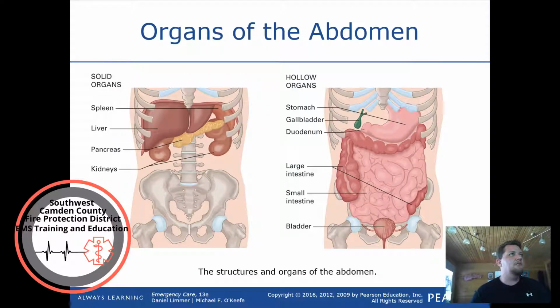So these are the organs of the abdomen. We've got some solid organs, which are the spleen, the liver, the pancreas, and the kidneys. These do not have a space in them, and they're basically one big mass. Our hollow organs include the stomach, the gallbladder, the duodenum, the large intestine, the small intestine, and the bladder. All of those are hollow organs. They hold something.